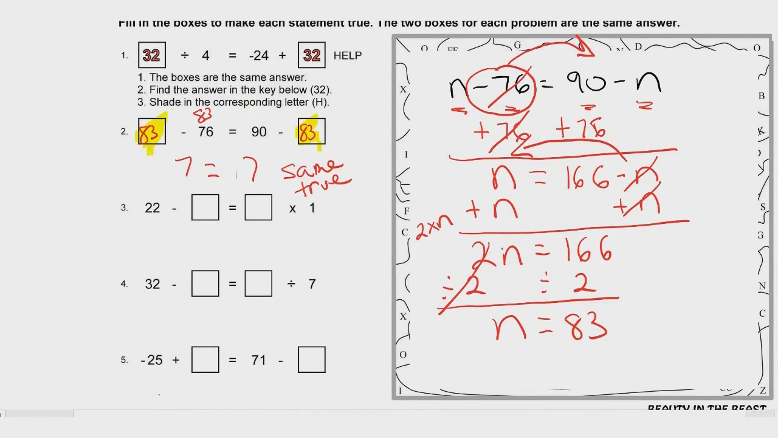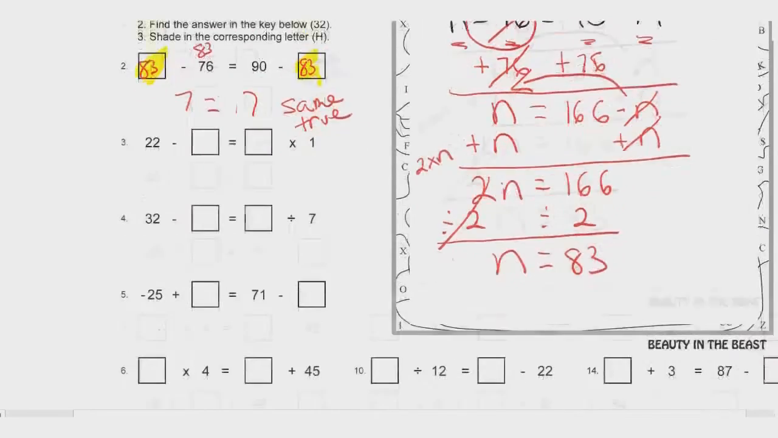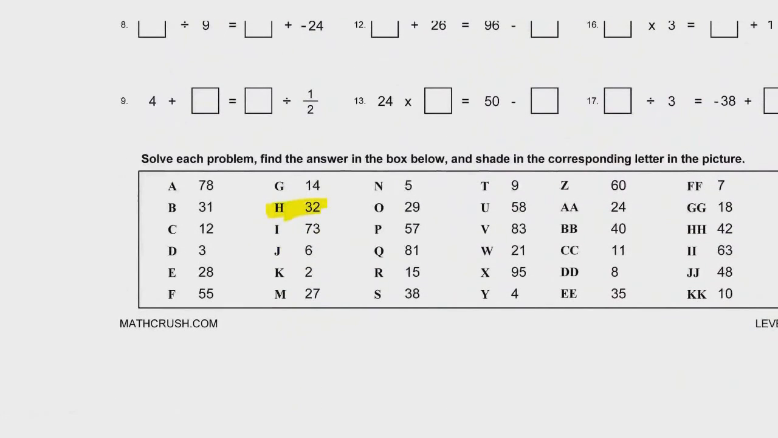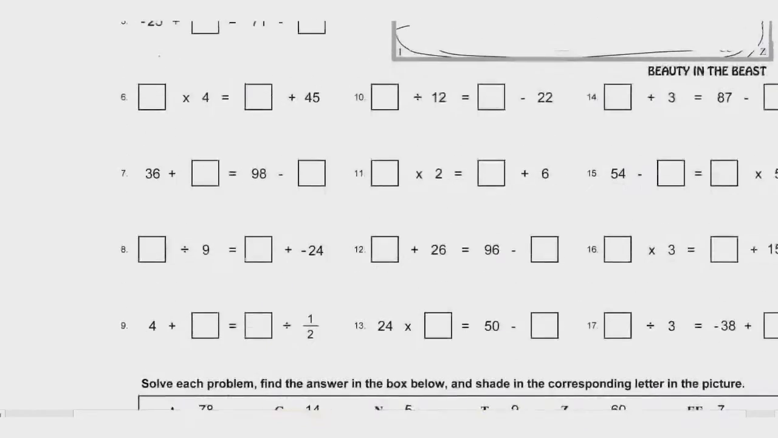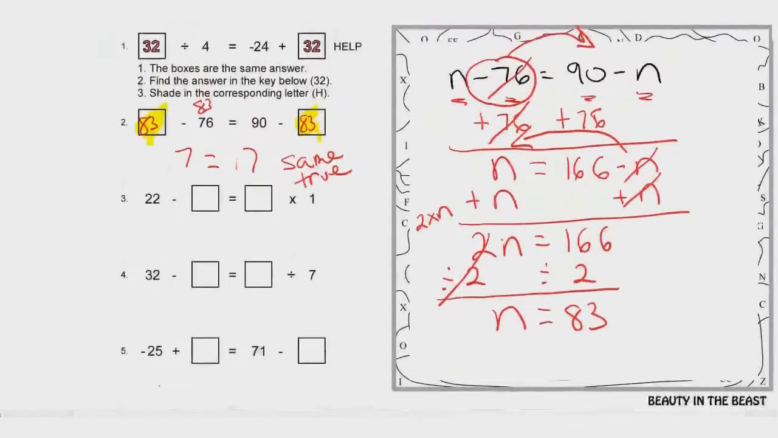So what I'm going to do, or what you're going to do, is come down here and find 83. 83 is the letter V. V as in victory! And I'm going to come up here and find all the V's and shade them in. Again, I'm not doing that. You are. So I'm going to leave my little piece of paper on top of my picture.